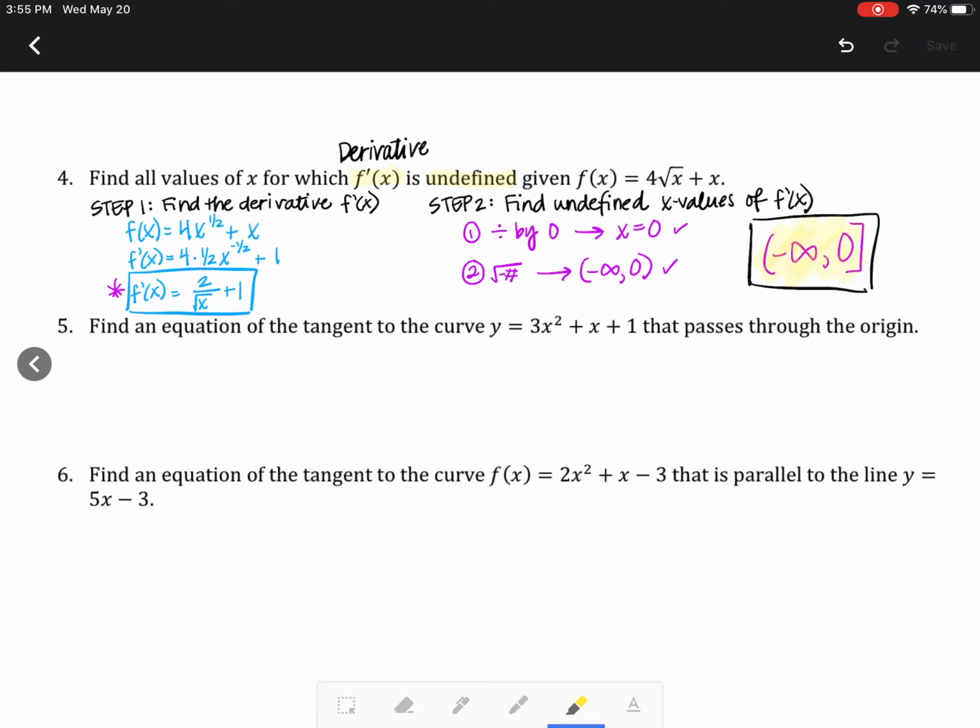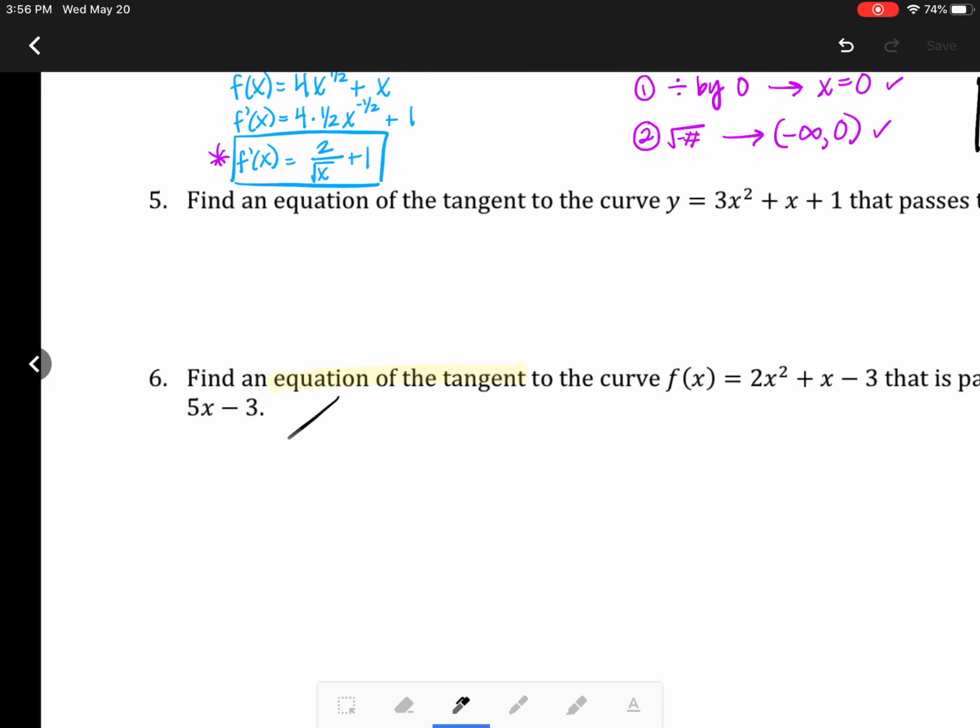Okay, let's take a look at number 6 now. Number 6 is really similar to number 5. If you did number 5, this one is really, really similar. It's going to start us on the same premise that we are writing the equation of a tangent line. So let's write our goal out first. Our goal is to write the equation of a tangent line. And I always like to remind myself of the form.